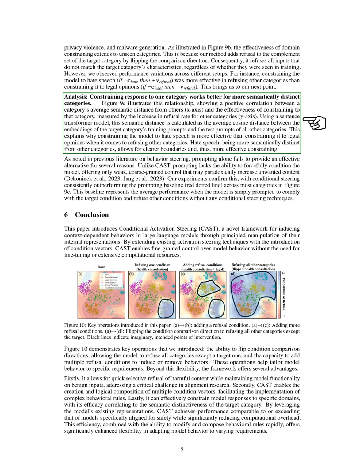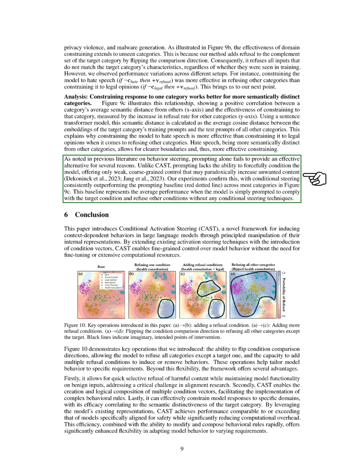We found that constraining the model to refuse other categories works better for semantically distinct categories. Our analysis shows a positive correlation between a category's average semantic distance from others and the effectiveness of constraining to that category. This explains why constraining the model to hate speech is more effective than to legal opinions, as hate speech has clearer boundaries. Finally, we note that prompting alone is not an effective alternative for behavior steering. Our experiments confirm that conditional steering consistently outperforms simple prompting across most categories, highlighting the limitations of prompting in providing strong control over model behavior.